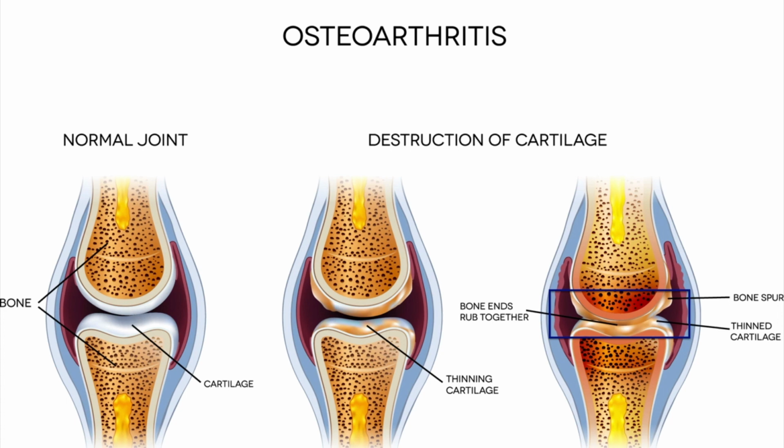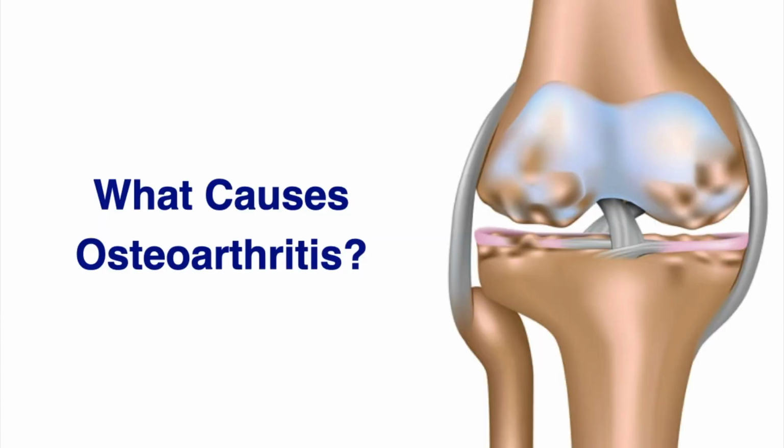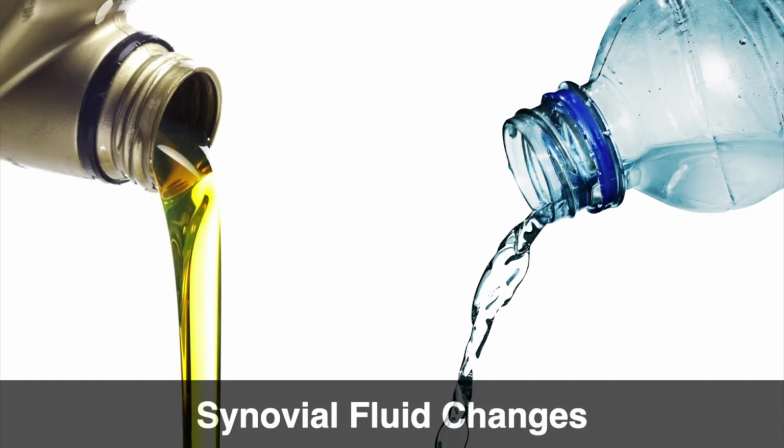bone spurs. Now, there are many reasons for these changes, including previous trauma, weight gain, and even genetic considerations. But there are two primary causes of osteoarthritis that I want to concentrate on. First, and probably most significantly, is the fact that the character of the synovial fluid changes from that of a motor oil thickness to one of water.